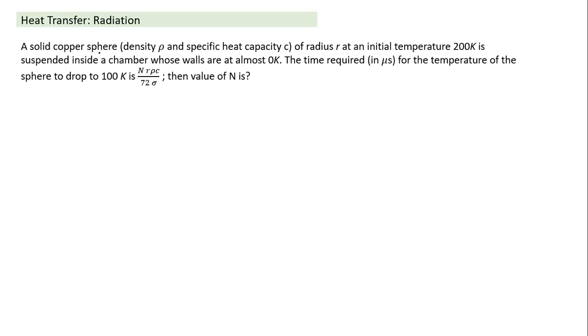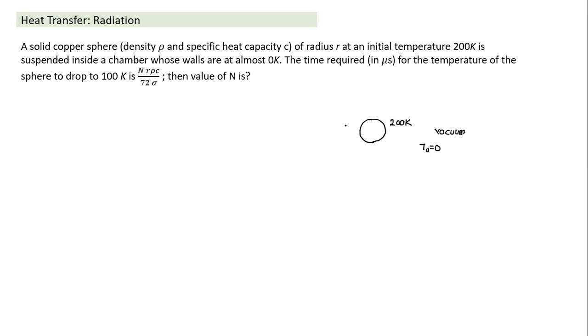A solid copper sphere, density is given, specific heat capacity is given. So you have a solid sphere of copper with radius R. This is initially at 200 K and is suspended in a chamber whose walls are at almost 0 K. It is placed in vacuum. Whenever you come across vacuum, the temperature of the surrounding is 0.